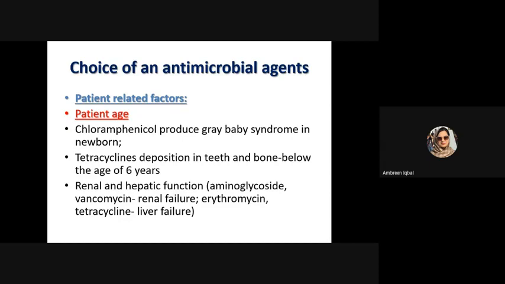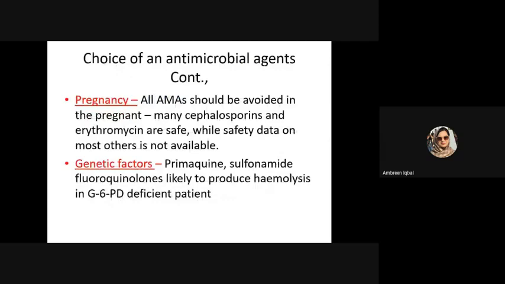So you should always consider the side effects as you indicate some drugs. All antimicrobial agents should be avoided in pregnant women. Many cephalosporins and erythromycin are safe, while safety data on most others is not available. Genetic factors also affect this: primaquine, sulfonamides, and fluoroquinolones are likely to produce hemolysis in glucose-6-phosphate dehydrogenase deficient patients.